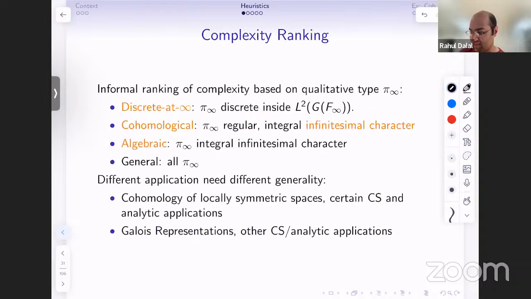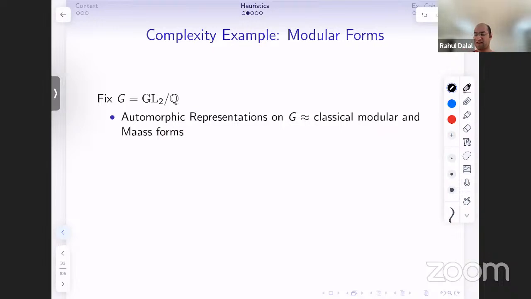And then, well, general things also matter for some applications. So it basically depends on what problem you want to solve. You're happy or you're not happy, depending on how far you have to go. Just to give some concreteness, I hope it's helpful to go through the dictionary of what this all means on GL2, how this ranking of complexity works in GL2.